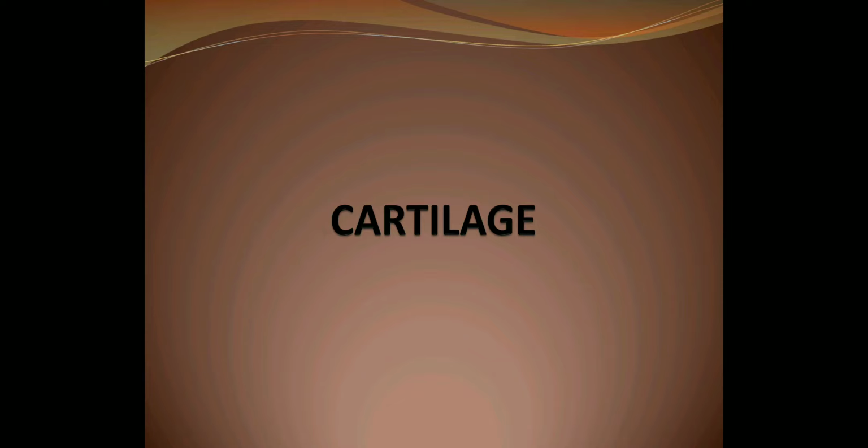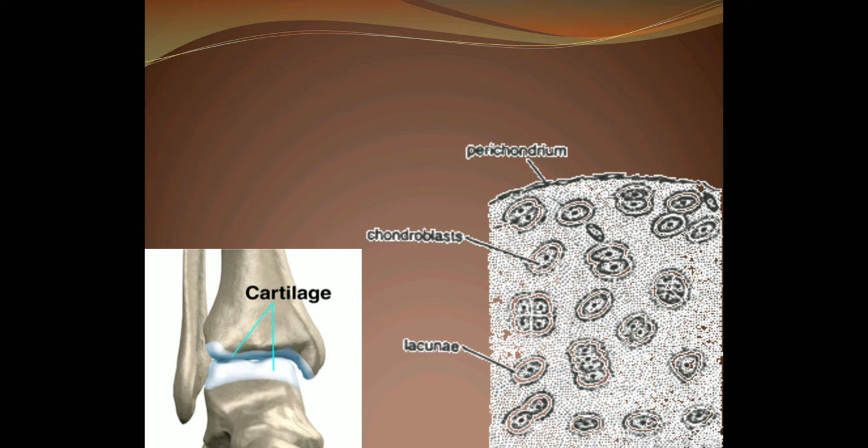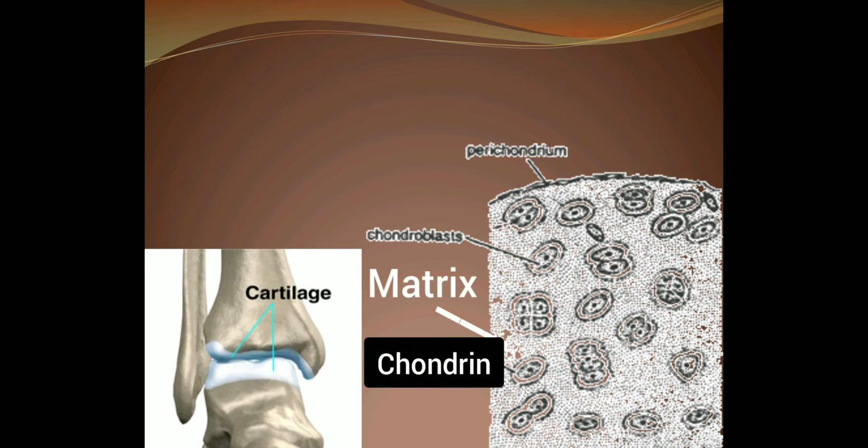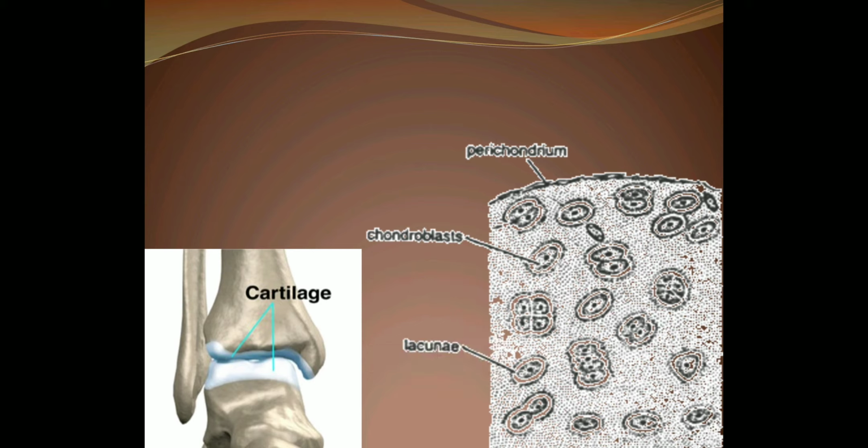Now let's see the details of cartilage first. Cartilage forms the endoskeleton of cartilaginous fishes like shark, and it is widely distributed in vertebrates. You will find in cartilage a sheath of collagenous fibers forms the outer covering, that is called perichondrium, and matrix is called as chondrin. Now, just below the perichondrium, you will find immature cartilage cells are present. These are called chondroblast cells.